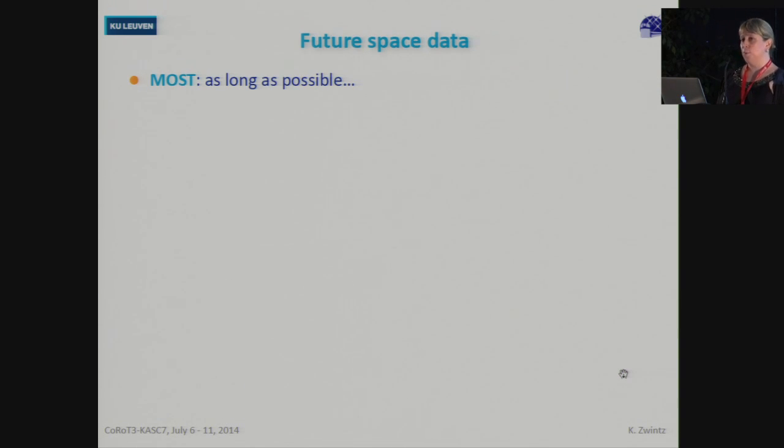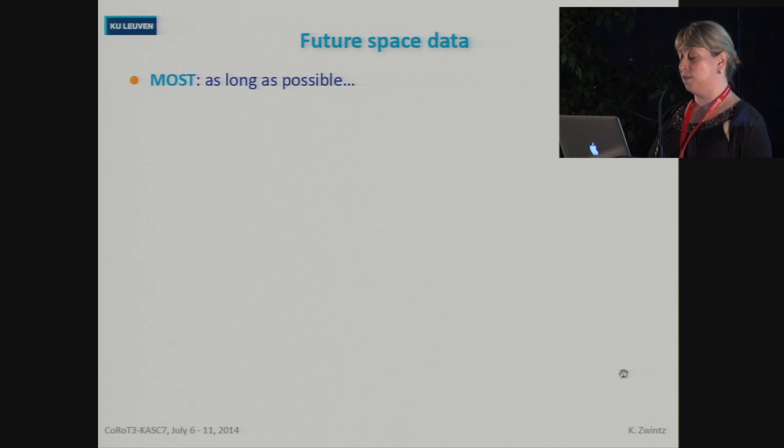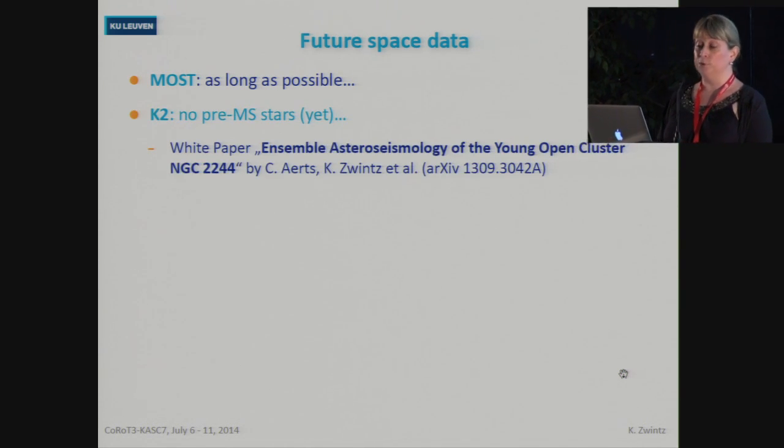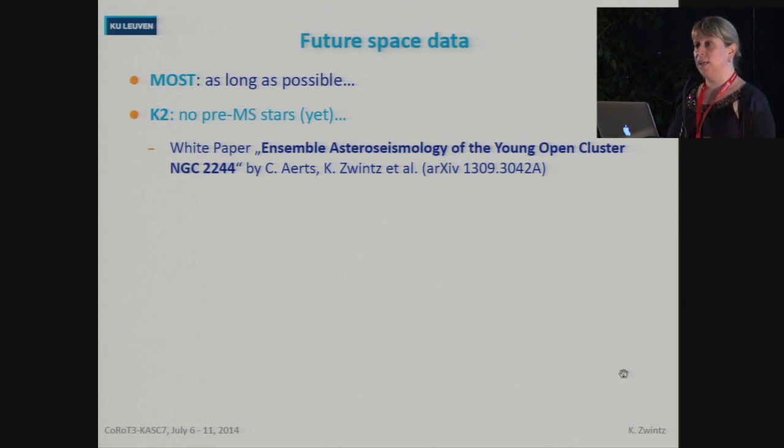I would really like to use MOST as long as it is possible, so I hope the MOST science team will continue to grant time if possible. And I'm hoping for K2, because Kepler has looked at a high galactic altitude. There were no Freeman sequence stars. K2 would have the possibility.